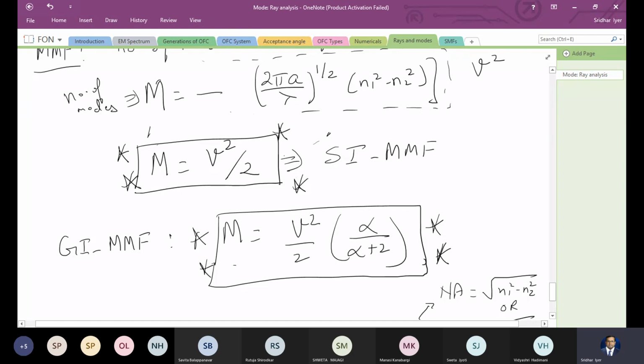They can also be derived, but the derivation is outside the scope of the syllabus. We need to use complex ray theory to derive these equations. Since it is not part of the syllabus, I'm not doing that, but it is specified in Gerd Keiser how you can derive them. In general, for multimode fibers, the derivations and the understanding of ray propagation are complex because we have multiple modes in the fiber.